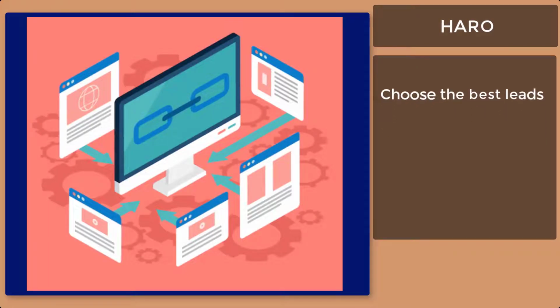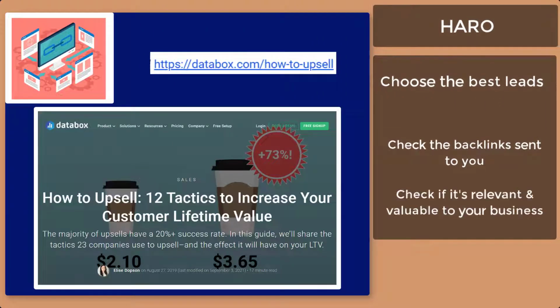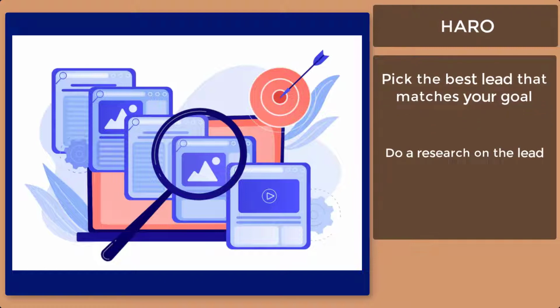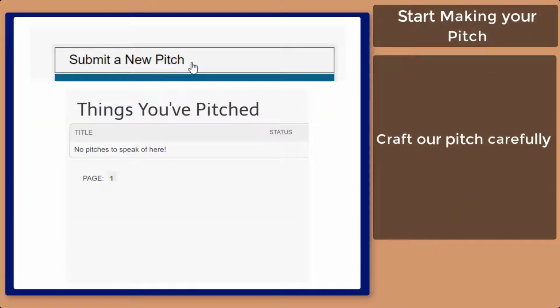Choose the best leads. You need to check the backlinks sent to you. Check if they are relevant and valuable to your business. Pick the best lead that matches your goal. Make sure to do your research first before choosing the lead and find out their credibility and relevance to your business. Next, start making your pitch.